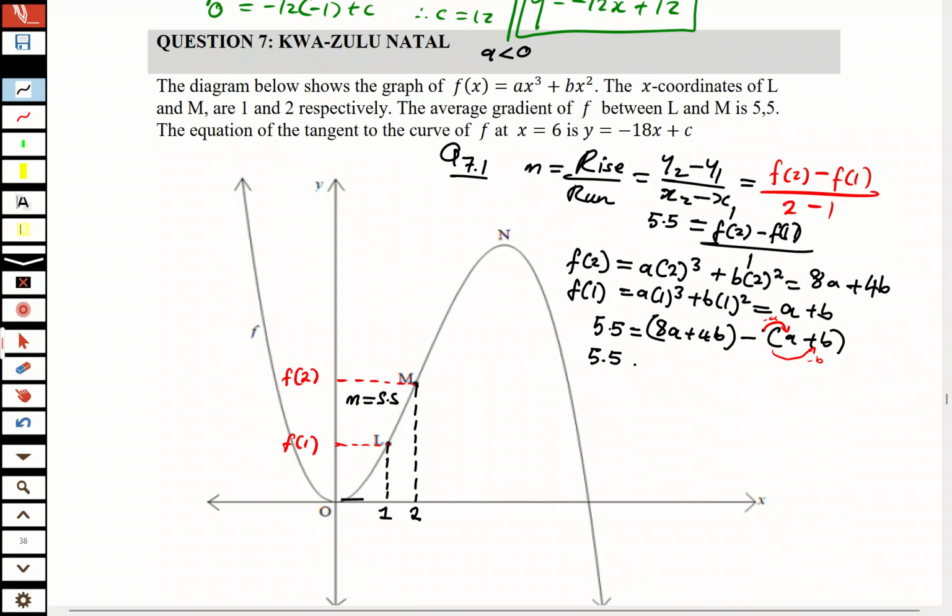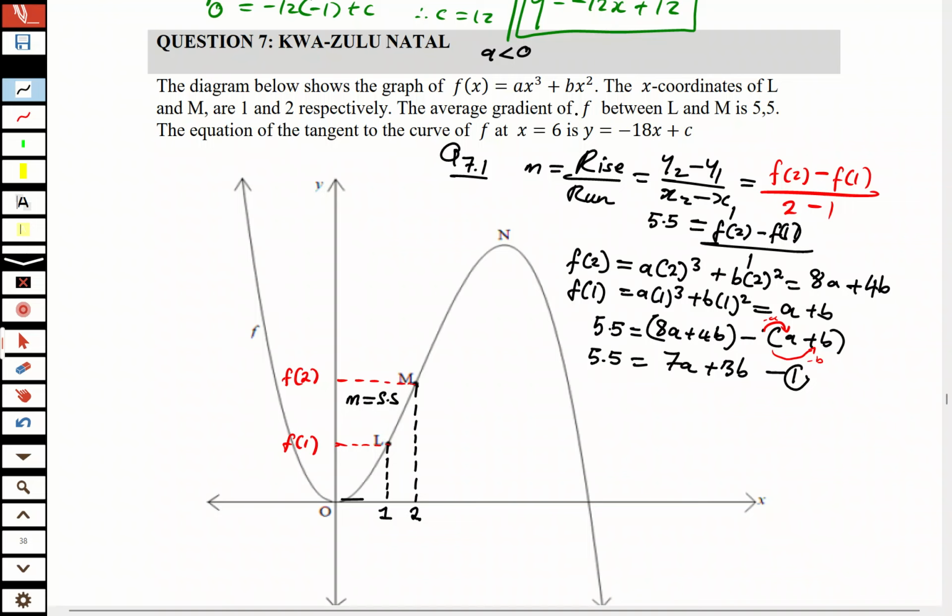So it means now you have 5.5. So this is 8. 8a minus a will give you what? 7a. 4b minus b will give you what? Positive 3b. You understand? And you can name this your equation 1. So now, this what you have here, it is going to give us what? Equation 2.